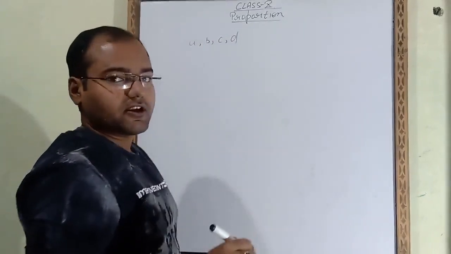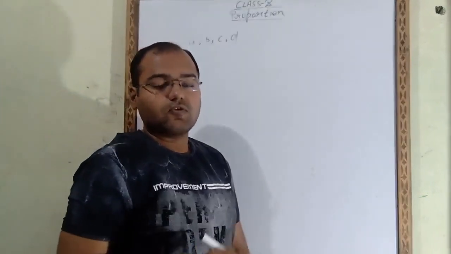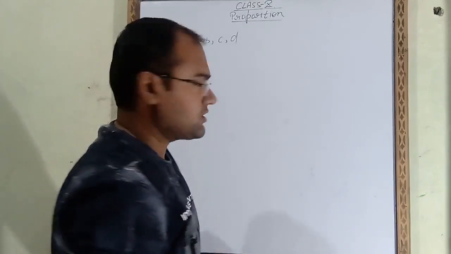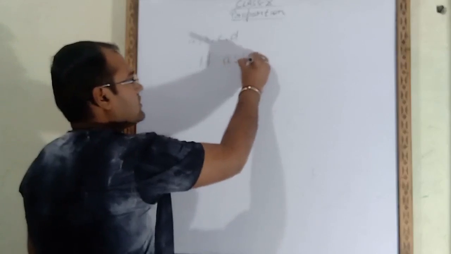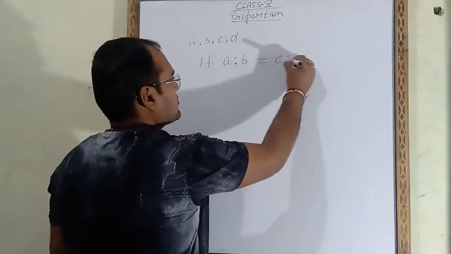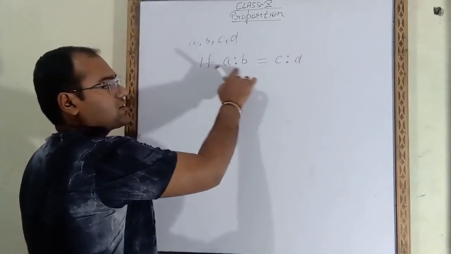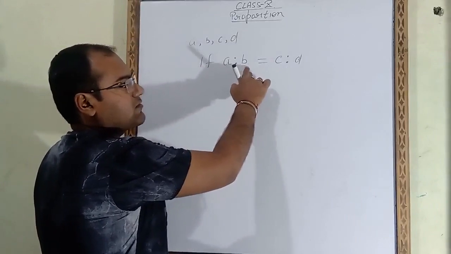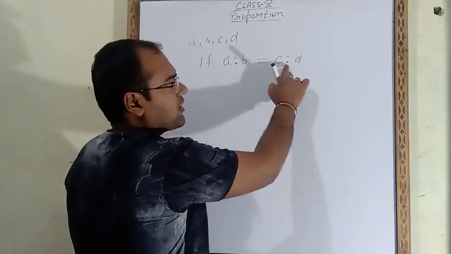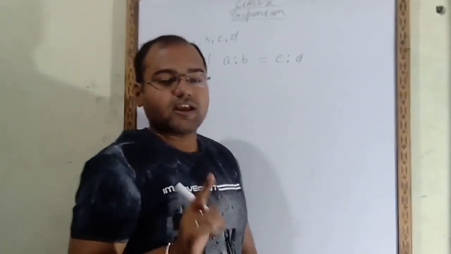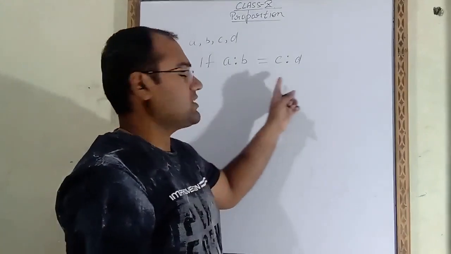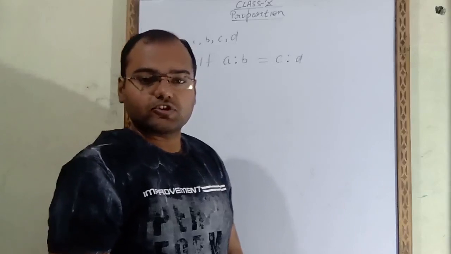Four quantities are given, four terms. These four terms are said to be in proportion if A ratio B is equal to C ratio D. The ratio of the first and second term is equal to the ratio of the third and fourth term. If these two ratios are equal, then we will say that A, B, C and D are in proportion.